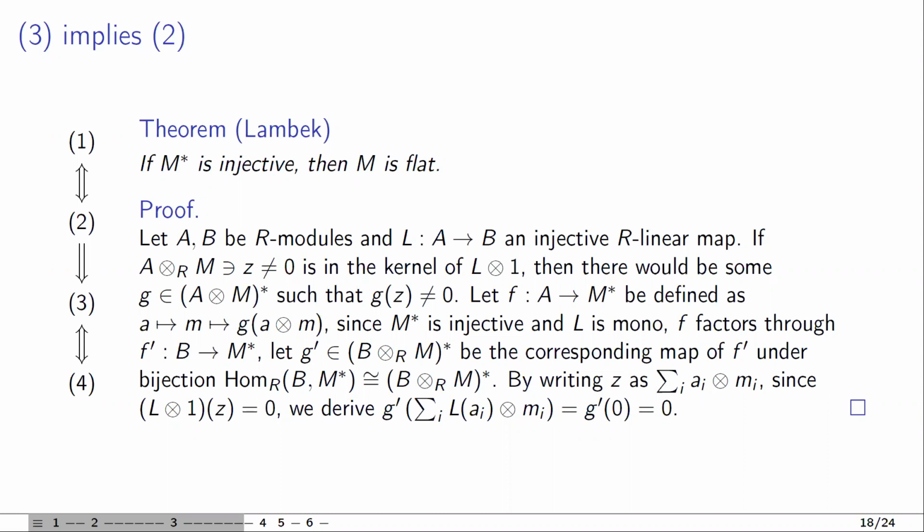And then by writing z as a sum of pure tensors, because z is in the kernel, we know that L tensor 1 applied to z is 0. So we can actually see that G prime evaluated at the sum of L(a_i) tensor m_i is G prime of 0, which is 0.